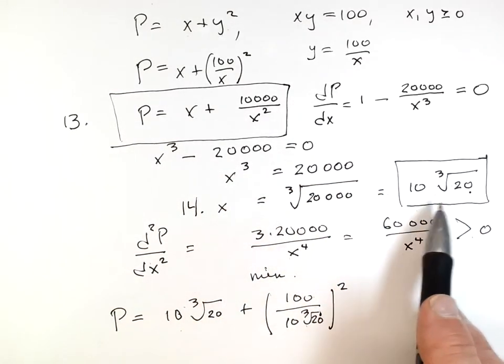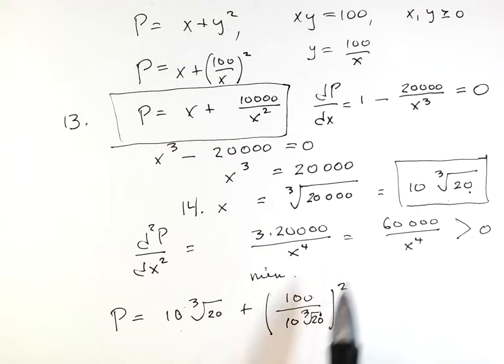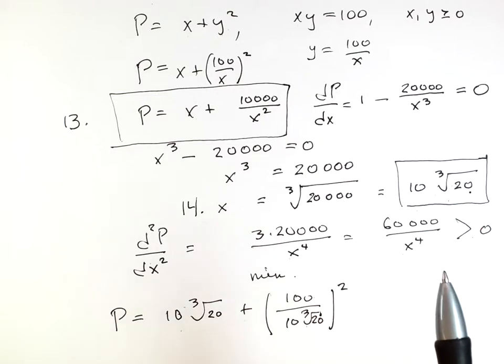Here's the only critical value right here. And find x to minimize the sum. That is the x that minimizes the sum. So that's the same answer. 13, 14 and 15 have the same answer, because there's only one critical value, and it is the minimum. It's where the minimum occurs.